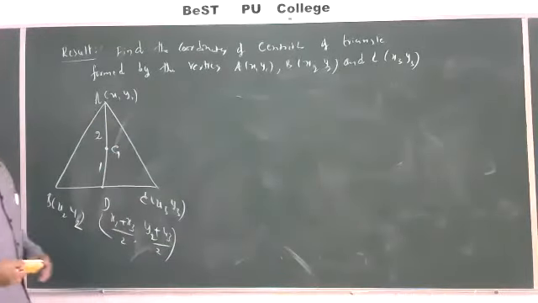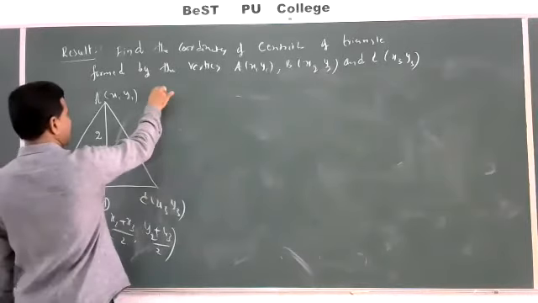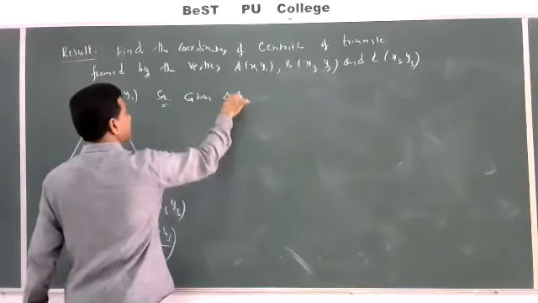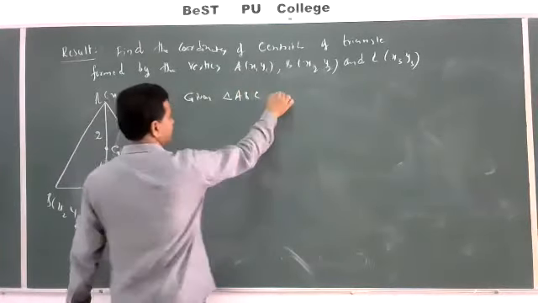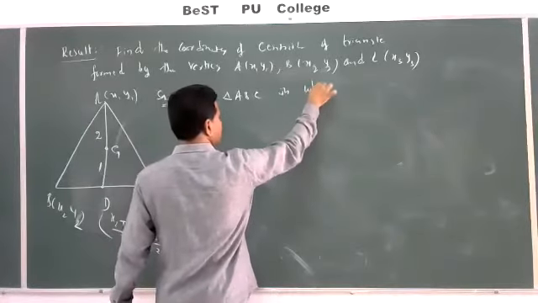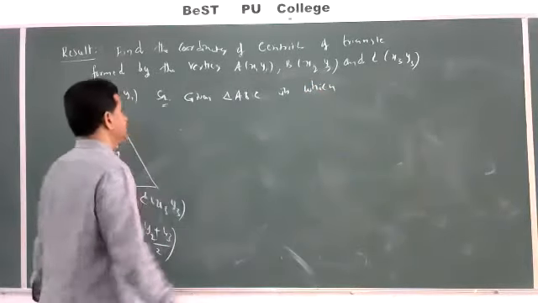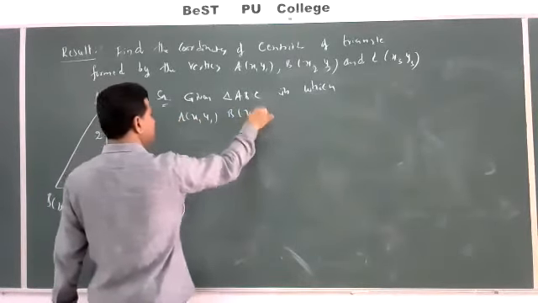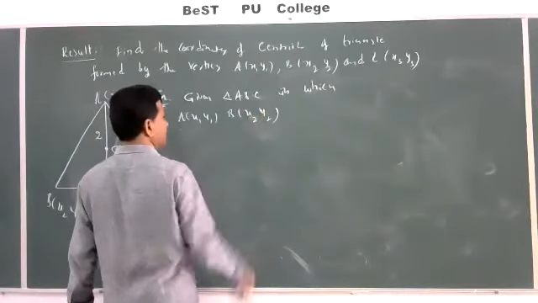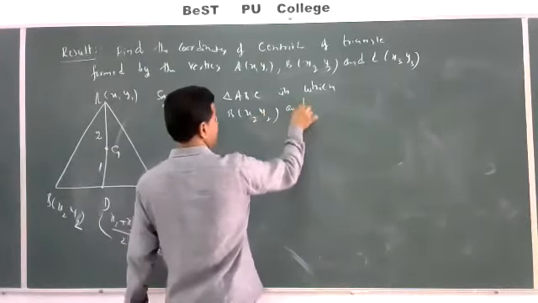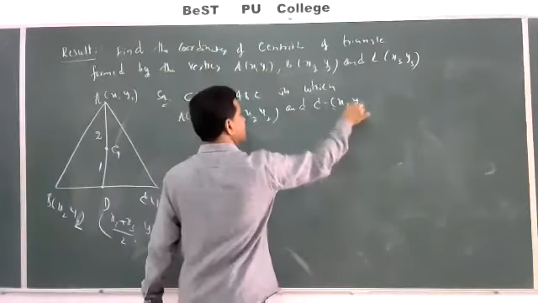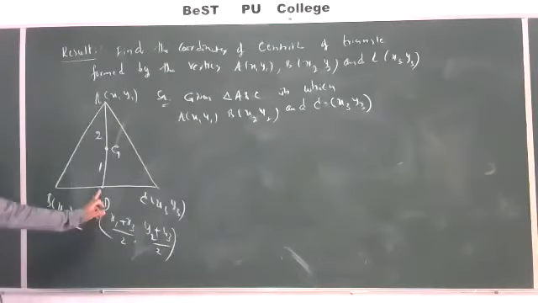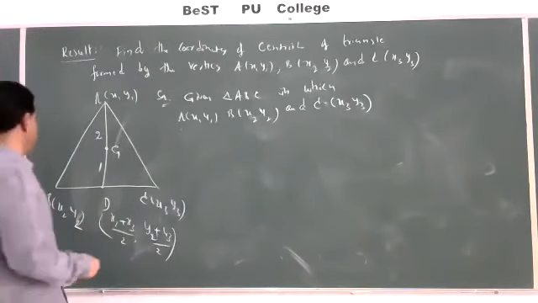Consider a triangle ABC, or else here given for you. Given a triangle ABC in which A is (x1, y1), B is (x2, y2), and C is (x3, y3). What we have done in the construction: let D be the midpoint of BC.